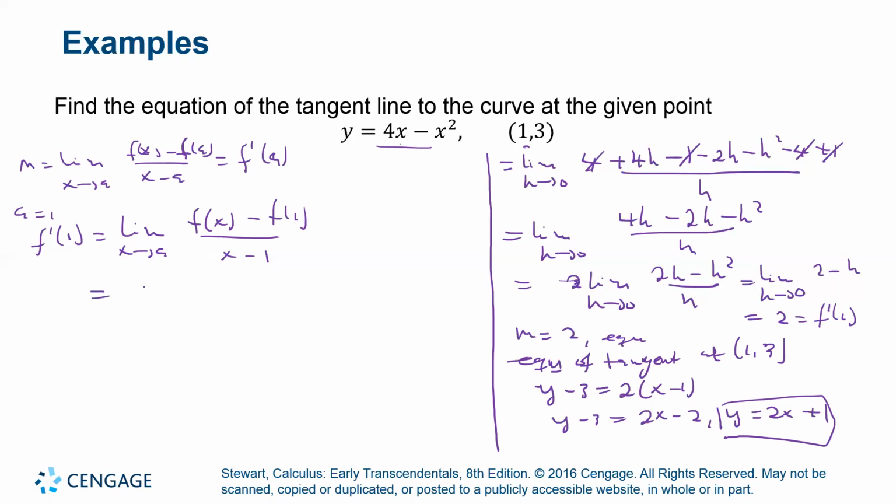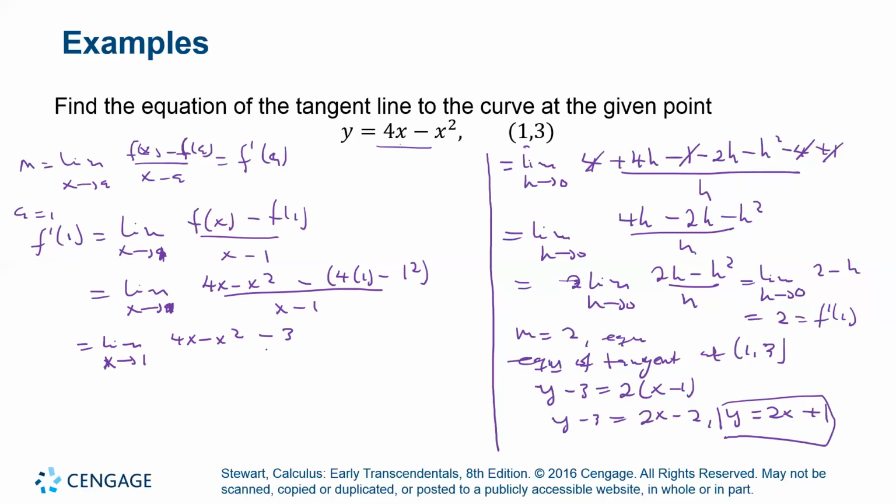So if you do that, then you have the limit x goes to 1 of 4x minus x squared, minus 4 times 1 minus 1 squared, divided by x minus 1. So you have the limit x goes to 1 of 4x minus x squared, and that will give me 4 minus 1, which is 3. So that's minus 3, all divided by x minus 1.